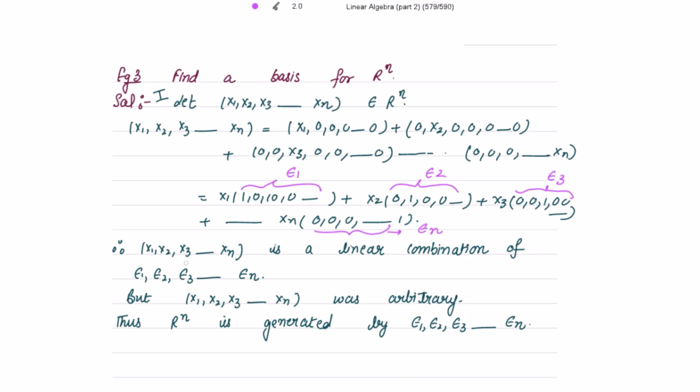So (x1, x2, x3, up to xn) is a linear combination of epsilon 1, epsilon 2, epsilon 3 up to epsilon n, right? But this was arbitrary, thus Rn is generated by epsilon 1, epsilon 2, epsilon 3 up to epsilon n. Now I have all my epsilons, which means I have all the vectors. In the second condition, I just need to prove that all these are linearly independent and then my job is done.